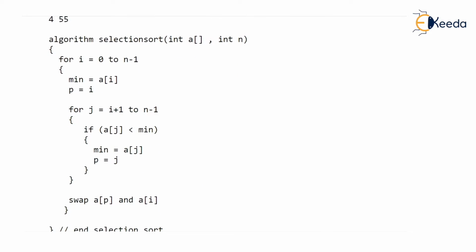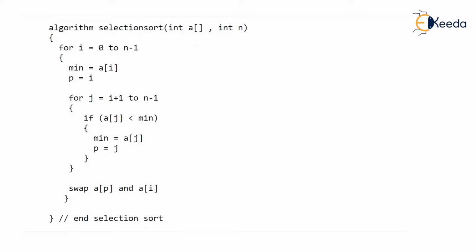Okay, what's the algorithm? Let's see. The crux of this algorithm is all about finding minimum, because you might have seen that selection sort works on a basic principle that finding minimum in the rest of the array. Isn't it so? So explanation of this selection sort would start with a question.